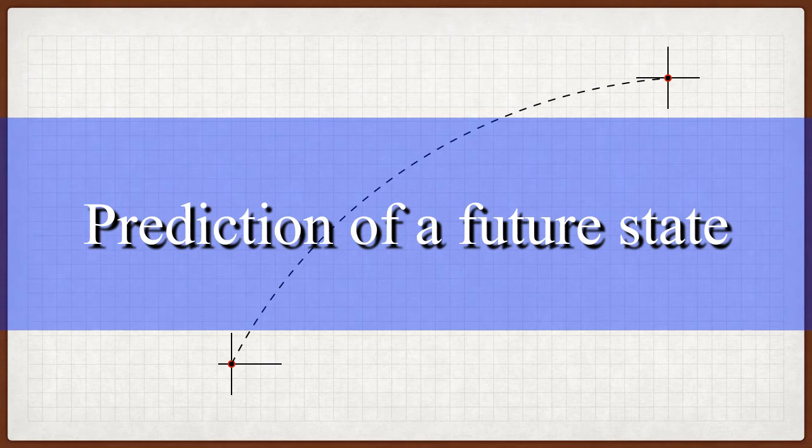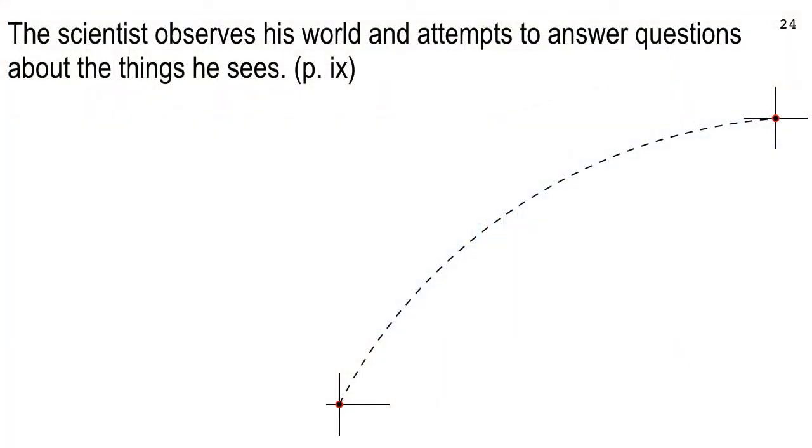All right, so prediction of a future state, and in a scientific enterprise, it has a very precise nature. First of all, the scientist makes observations about the universe. In other words, he's not thinking about stuff that he dreams about at night. It's about stuff that you can observe. Nobody can say that a dream is an observation, because nobody else can see it.